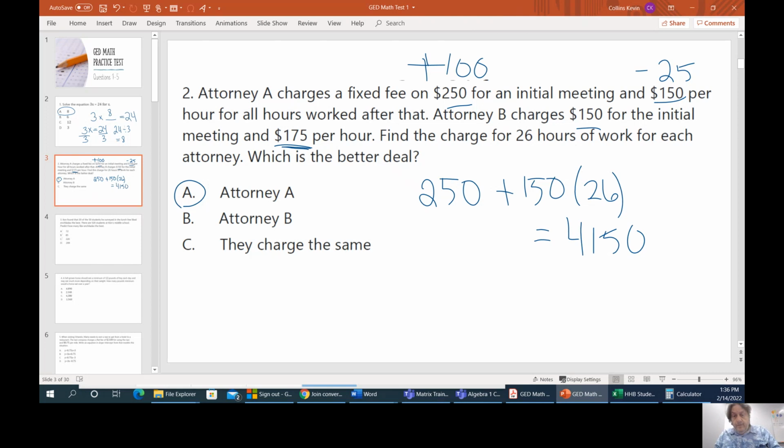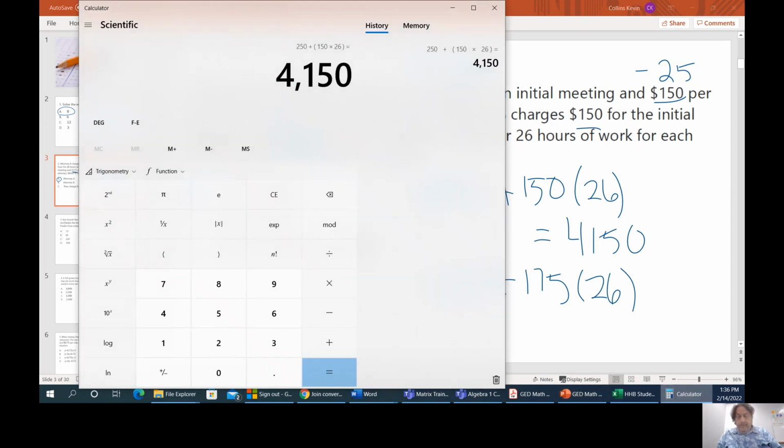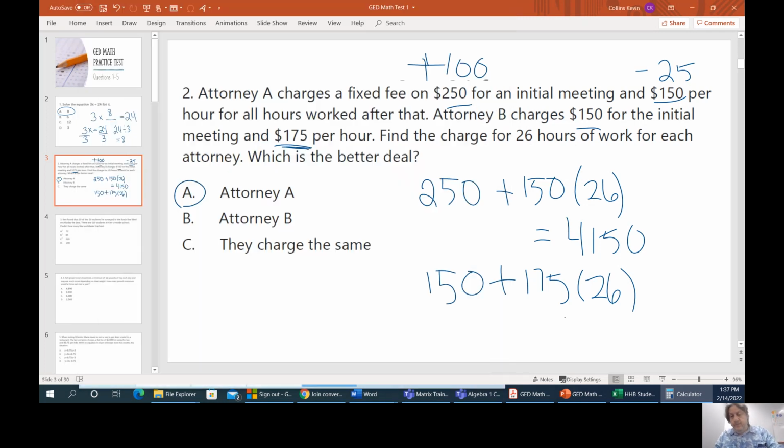Okay, so the second guy charges 150 bucks, but then 175 times the 26 hours. Okay, so we'll break out the calculator again. Let's clear him out. So we're going to do 175 times 26 equals 4550. So already he's more, and then on top of that, he's going to charge another 150 bucks. So this guy's 4,700.